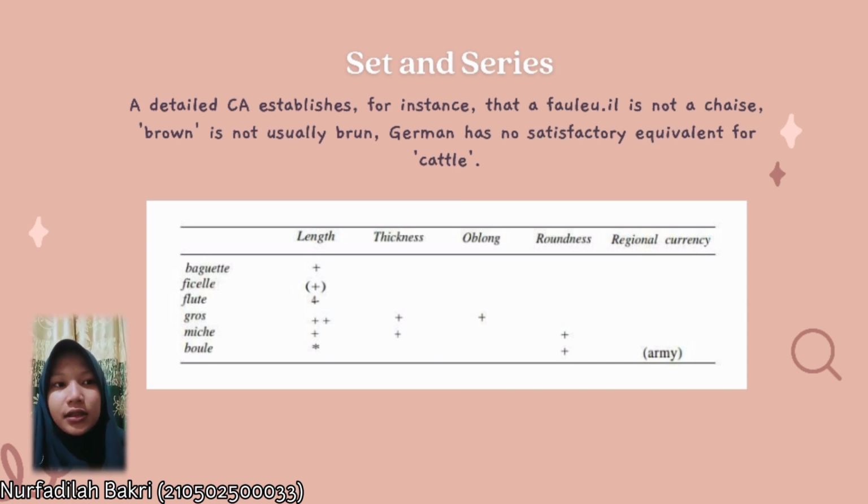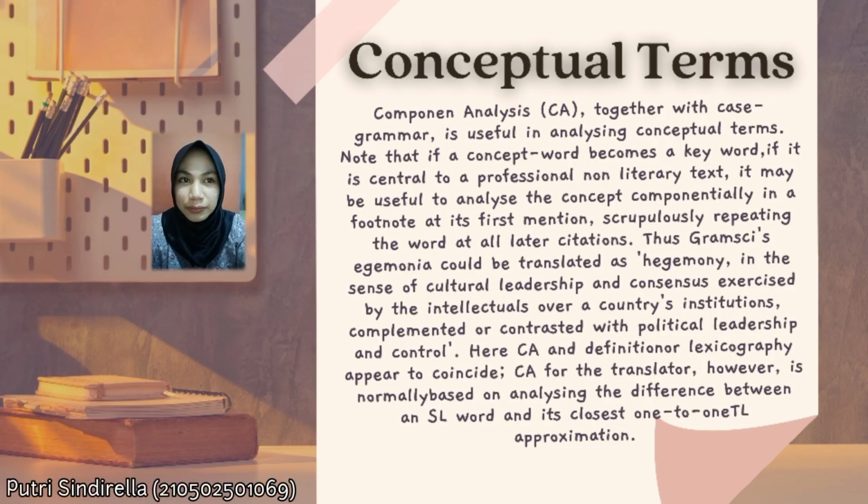Sets and series. A detailed CA establishes, for instance, that a fellow is not a chap, born is not usually born. German has no satisfactory equivalent for cattle. For this material, look at the table to know more details. The next material is about conceptual terms.